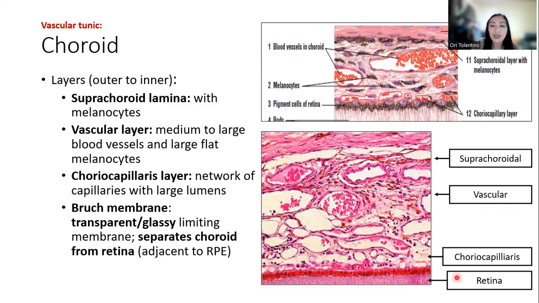So the Bruch membrane is a glassy membrane that separates the choroid from your retina. So it is adjacent to the retinal pigment epithelium. This is the retinal pigment epithelium. And it is made up of the basement membranes of the pigment epithelium and the basement membrane of the choriocapillaris layer. Okay, so you cannot see it here. You can rarely ever see it in most light because it is very thin and transparent. Just imagine it is between the retina and the choroid, the Bruch membrane.